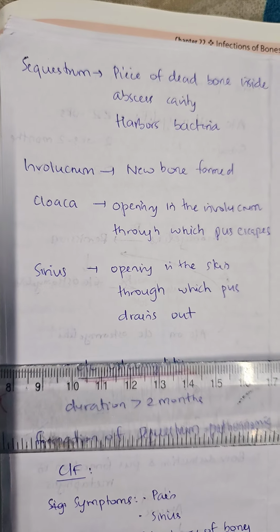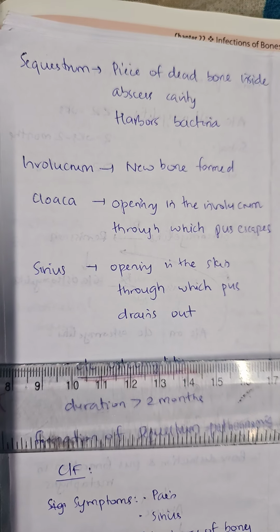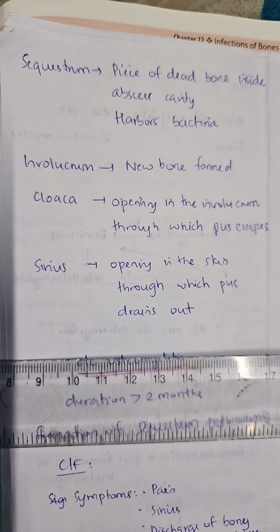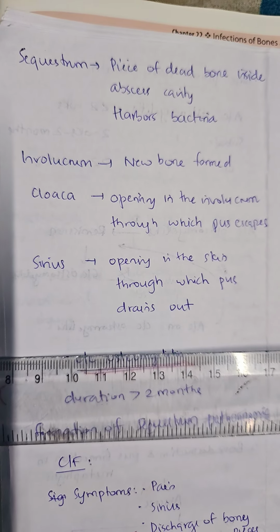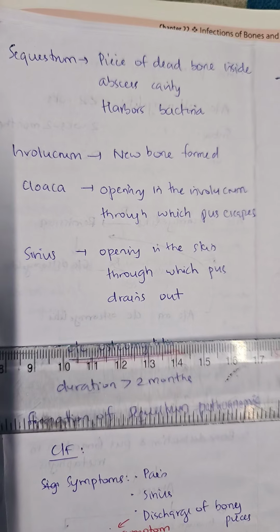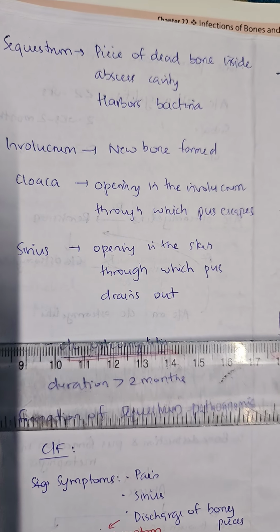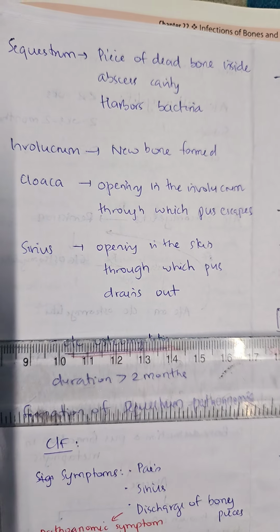Coming to some of the definitions: sequestrum is a piece of dead bone inside the abscess cavity that harbors bacteria and that keeps the infection going. Involucrum is new bone formed as a result of periosteal reaction. Cloaca is the opening in the involucrum through which the pus escapes, and sinus is the opening in the skin through which the pus drains out.